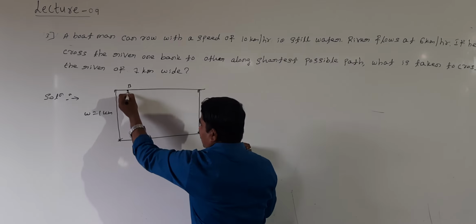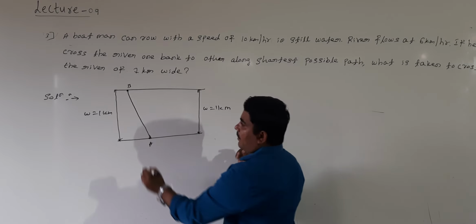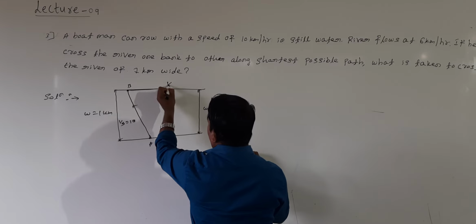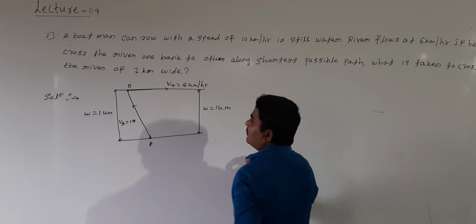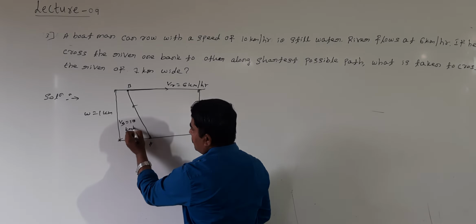Look at me in this direction. The person can go in this direction. By what velocity? The velocity of the swimmer is 10 km per hour. The river flows at a speed of 6 km per hour, in this direction. How much? 6 km per hour. And this is 10 km per hour.